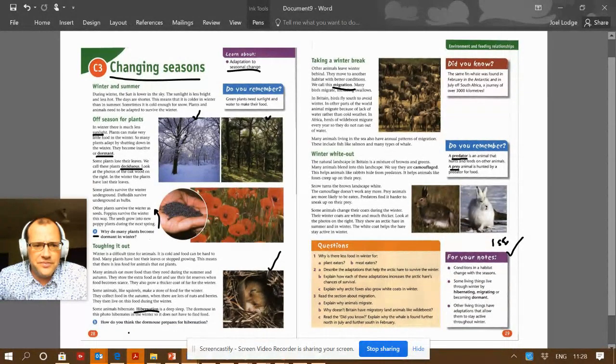Question B. How do you think the dormouse prepares for hibernation? Pause the video. Try and find the answer in this text here. Okay, winter is a difficult time. It's cold and food is hard to find as well. So many animals, during the summer and autumn, store food as fat reserves. When food becomes scarce, they can then survive on those fat reserves that they've built up over the summer and autumn periods. A dormouse is a good example.